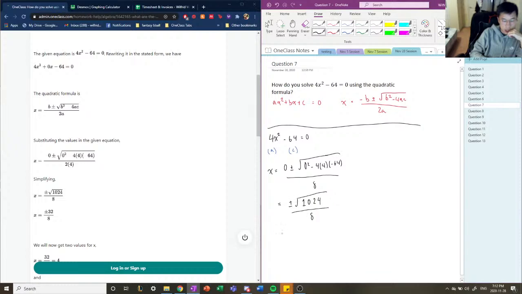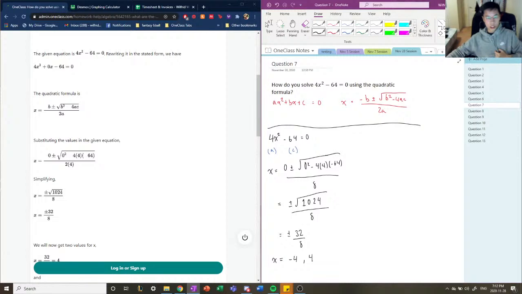Okay, so now we need to split this up into a plus or minus situation. The root of 1024 is just 32. So we have plus or minus 32 divided by 8. So our zeros here are negative 4 and 4. Alright, so that's how you solve for the zeros, or the solutions, to our quadratic equation.